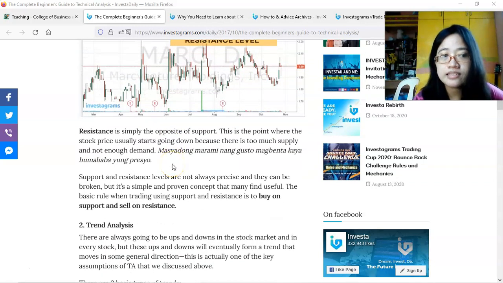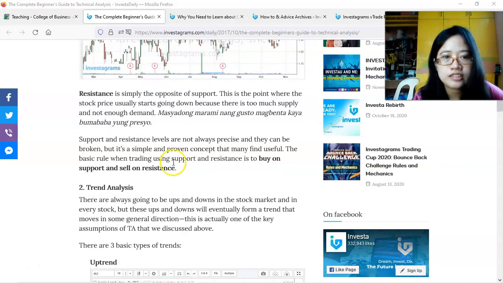Pero again, this is true for short-term investing. Kapag long-term, not so much. Okay? Masyadong marami nang gustong magbenta, kaya bumababa yung presyo.